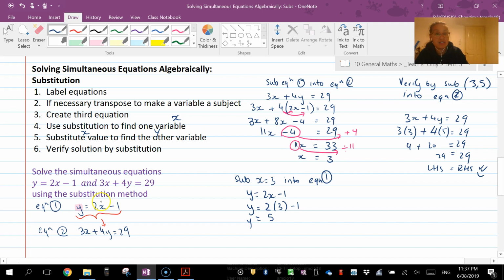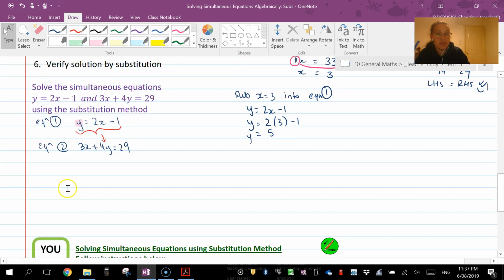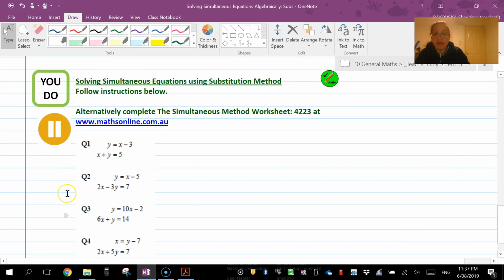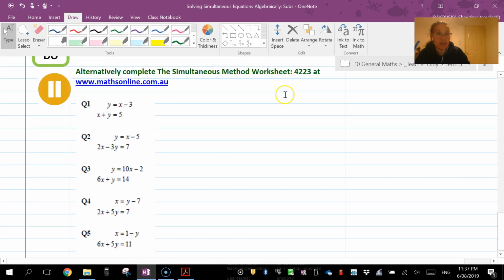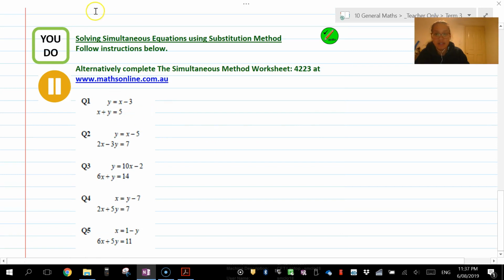So that is your answer of where these two lines intersect. So here it is. Got 5 questions there for you. Solve simultaneous equations. These ones have actually been quite nice. You don't have to do any transposing, so that's good for you.